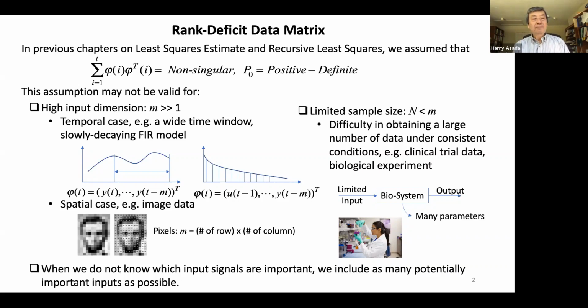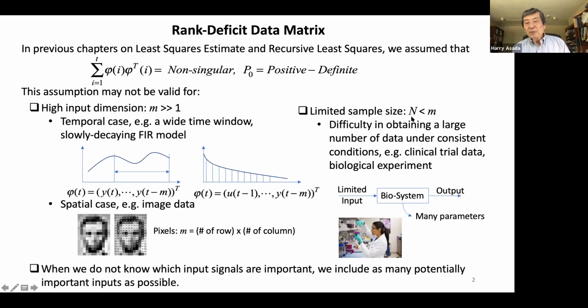Now, even worse, maybe spatial-temporal situations where you have these two-dimensional images, but not just a snapshot image, you deal with the time sequence of images, then it is actually expanded: rows times columns times time windows. So that's actually a huge dimension. Okay. The other situation is actually limited sample size.